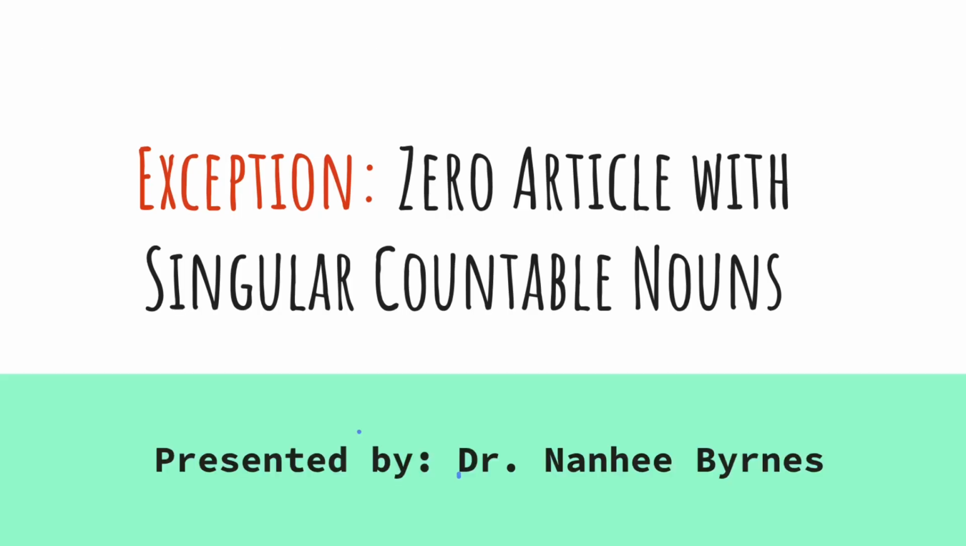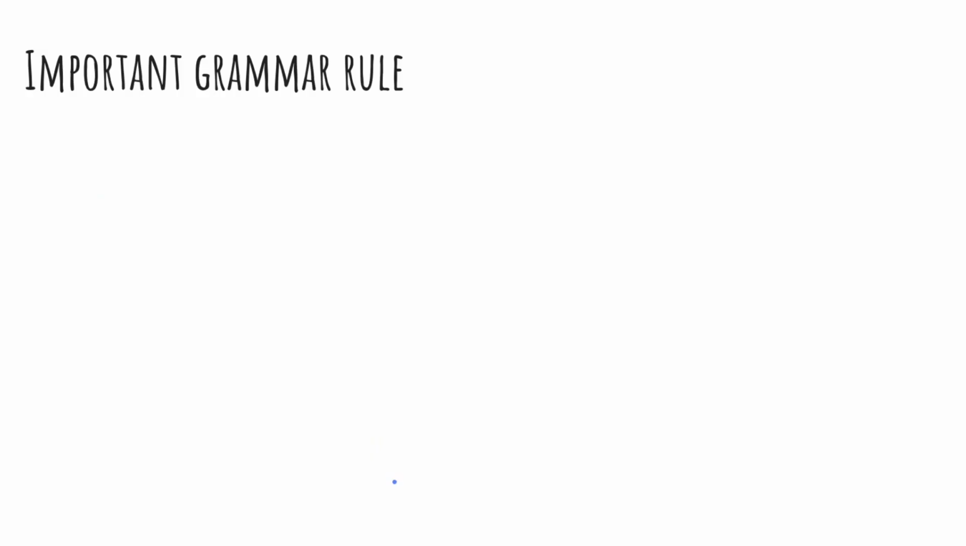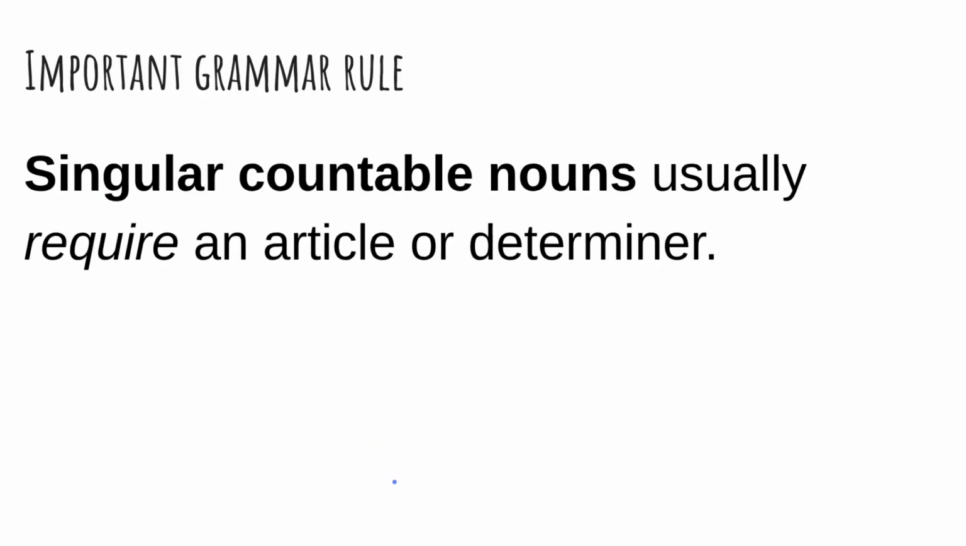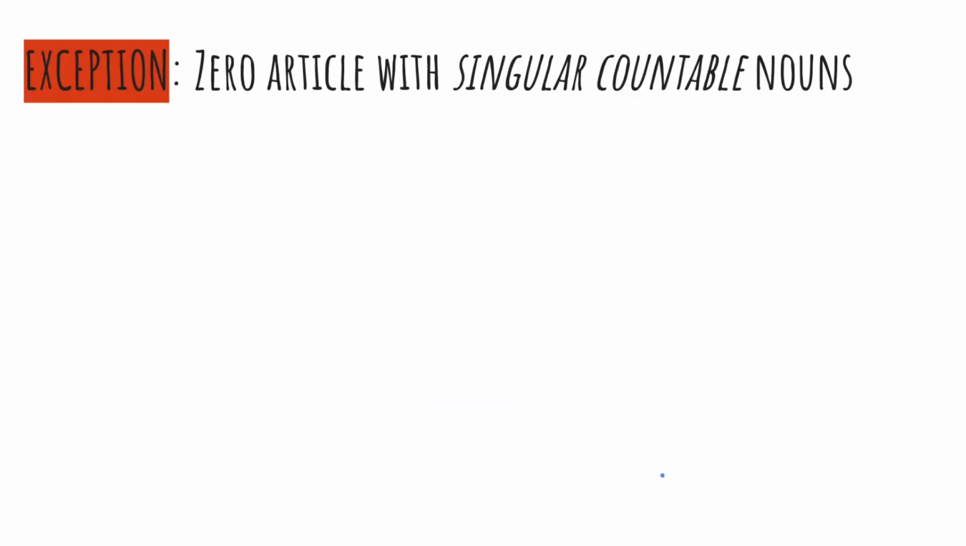First, let's understand what zero article means. It means using no article before a noun. Now, one important grammar rule you must remember is that singular countable nouns cannot be used without an article or some other determiner. For example, it is absolutely wrong to say, "I have book and apple." Both book and apple are singular countable nouns, so you need to say, "I have a book and an apple."